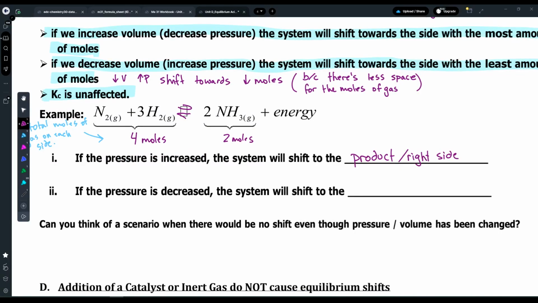All right, if the pressure is decreased, so that only happens when you increase the volume, that means the system is going to shift to the reactant side, because when pressure is decreased, volume is increased, so you shift to the side that has more moles of gas because there's more space to accommodate all those extra moles of gas.